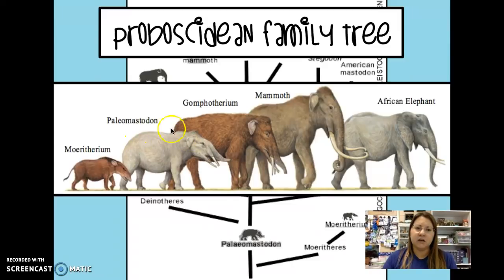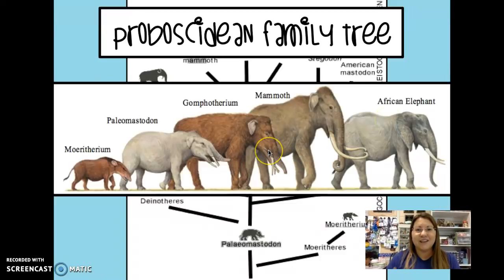Here's our Paleomastodon. The ancestor for the Paleomastodon, the Moeritherium right here, is much smaller, but it still has that same body structure, right? It still looks very similar. If you look at the trunk for each of these organisms, it does have a trunk. They're very elephant-like. So we can see with the African elephant today that we're really familiar with. The shape of the tusks, a little bit different, but they still have tusks.